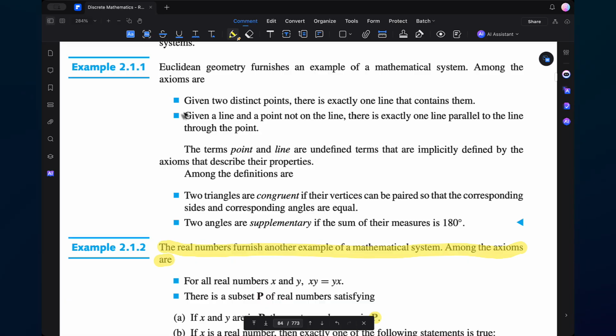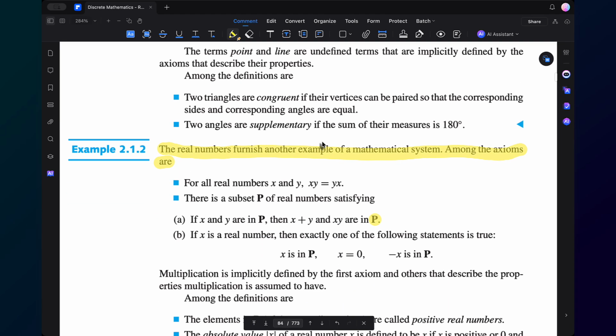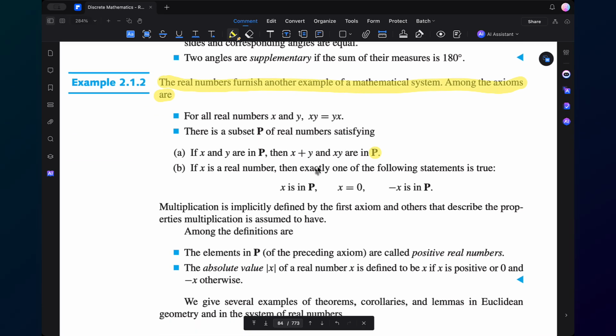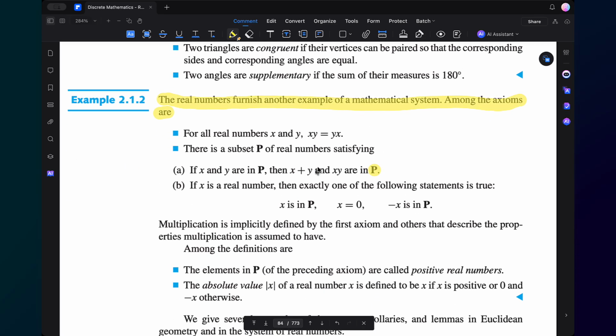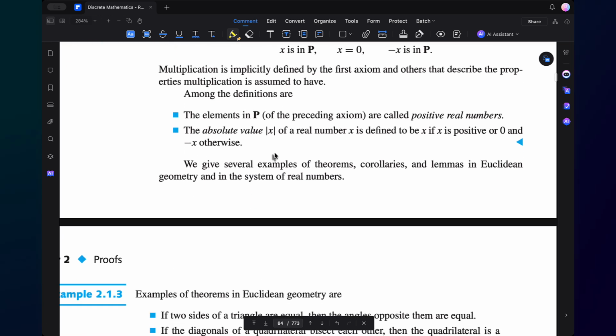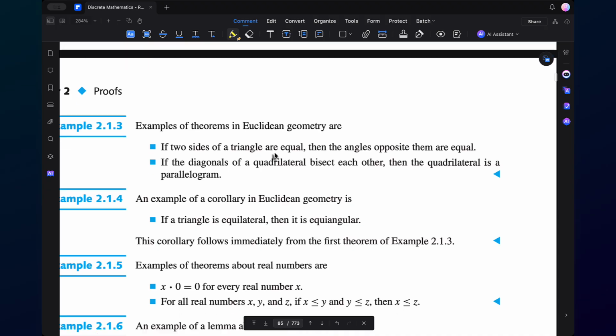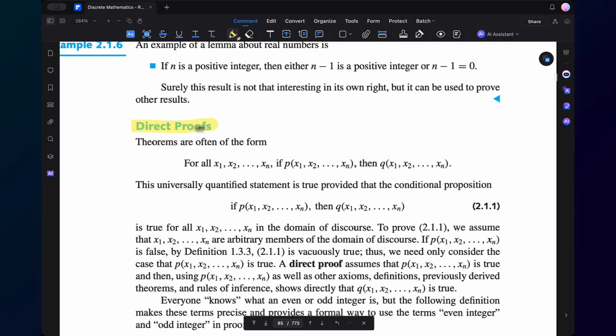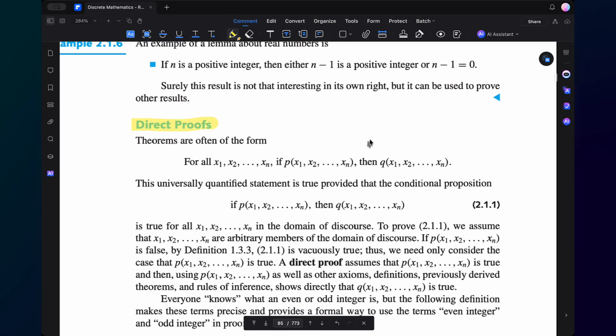And so you have axioms like, given two distinct points, there is exactly one line that contains them. In Euclidean geometry, given a line and a point not on the line, there is exactly one line parallel to the line through the point, et cetera. And there are many other structures within mathematics which constitute a collection of objects along with axioms about those objects and the relationships they have to each other. Okay, the first thing we're going to talk about is called a direct proof.